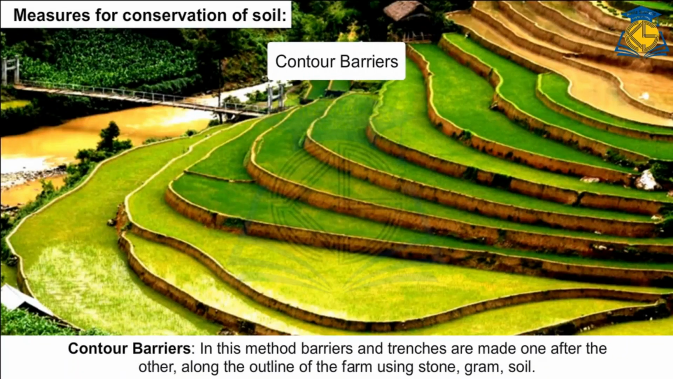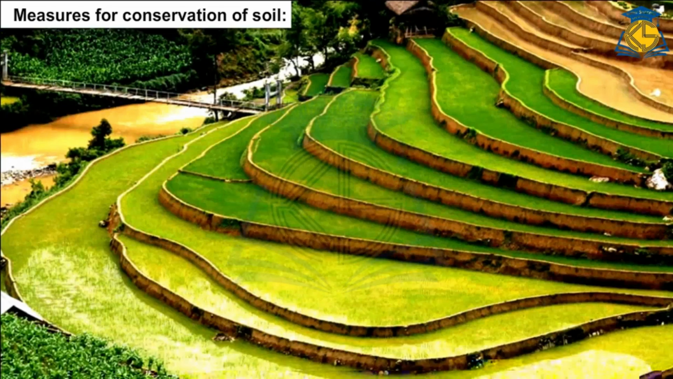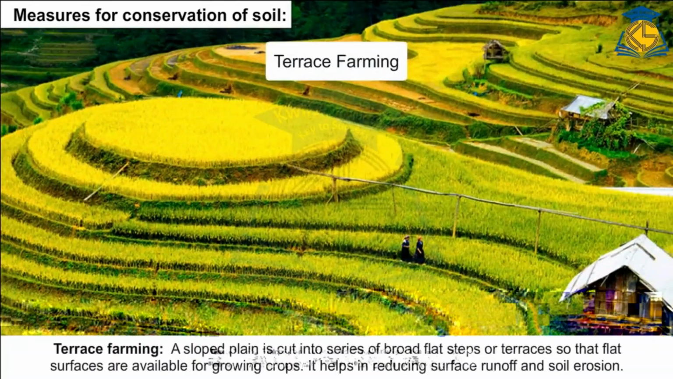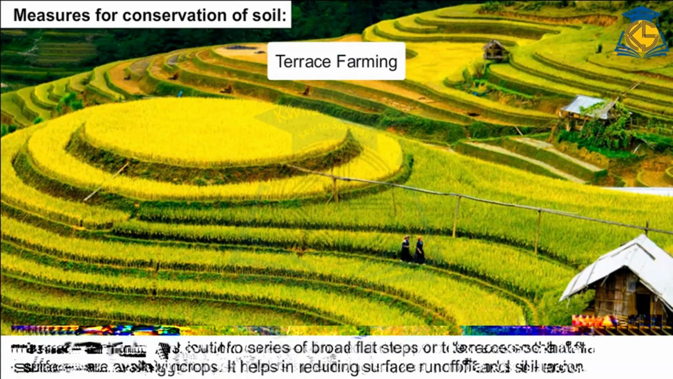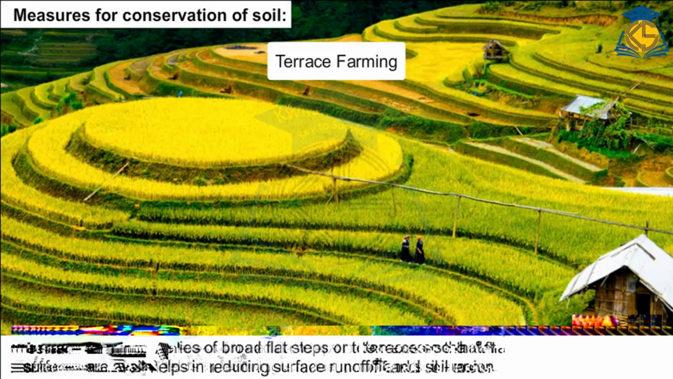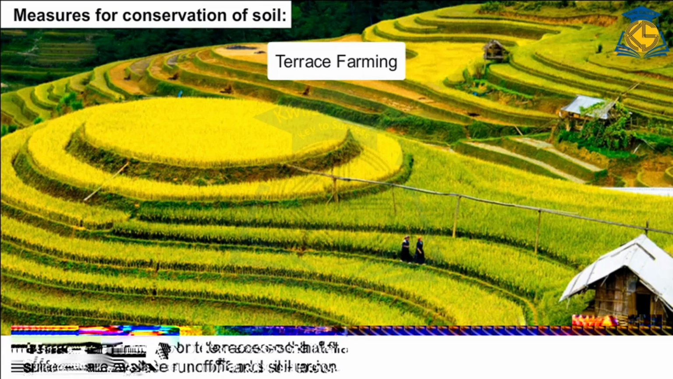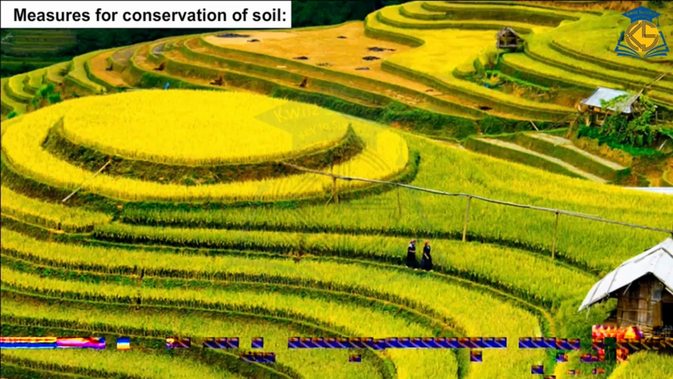Contour barriers. In this method, barriers and trenches are made one after the other along the outline of the farm using stone, grass, soil. Rock dam. Rocks are piled up to slow down the flow of water. This prevents formation of gullies and loss of soil. Terrace farming. A sloped plain is cut into a series of broad flat steps or terraces so that flat surfaces are available for growing crops. It helps in reducing surface runoff and soil erosion.